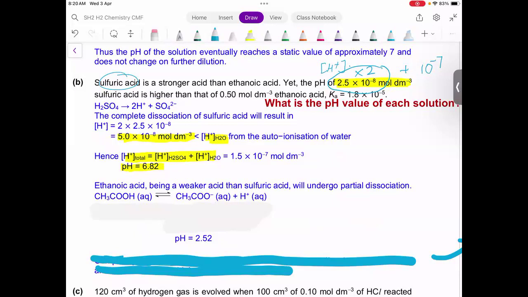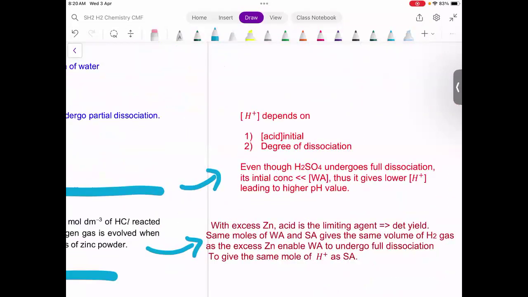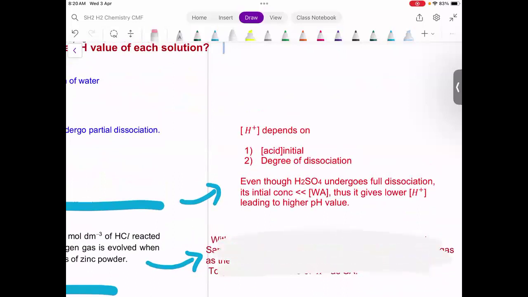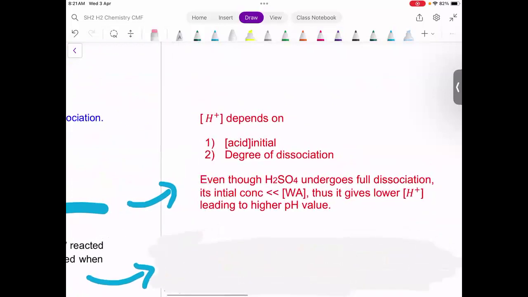Yeah, so in fact, pH is dependent on two things, right? So I need you to recognize this. H plus depends on the initial concentration of the acid as well as the degree of dissociation. So even though sulfuric acid is a strong acid, its initial concentration is much lower.